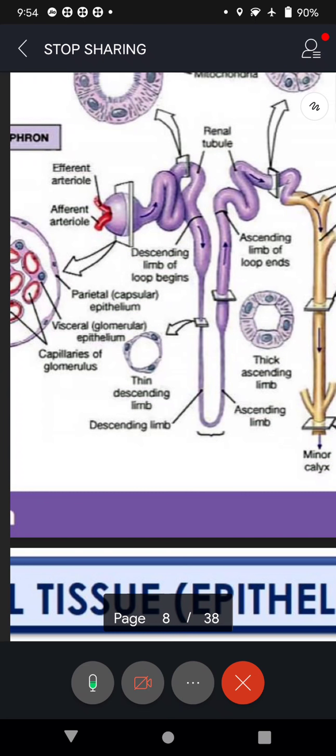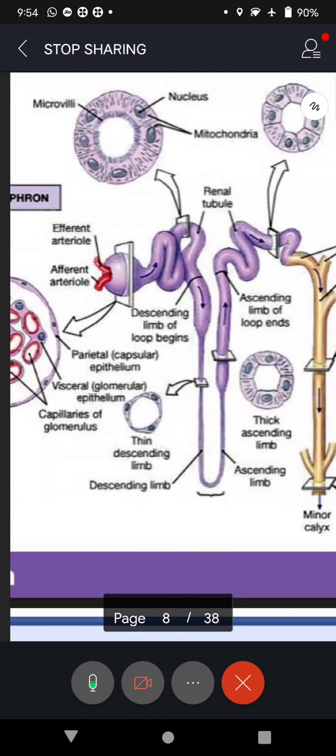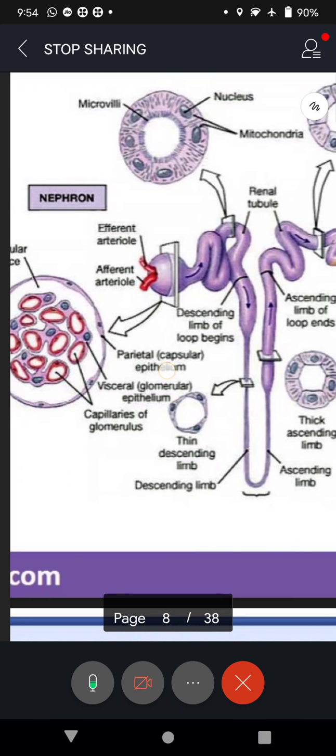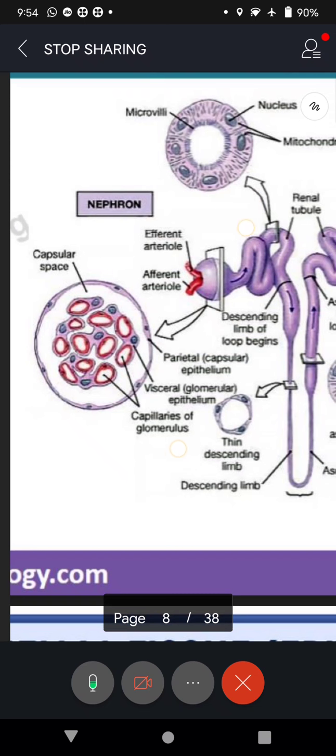So you got a cup shaped structure, and immediately after that, teacup shape, it's called Bowman's capsule. Okay, Bowman's capsule. Just below that you got a tube with twists and turns. That is the PCT, proximal convoluted tubule. And when we take the section of that PCT, look at that, microvilli. And similarly, you can see the transverse section of that. So Bowman's capsule, transverse section. Now you know why they are present.